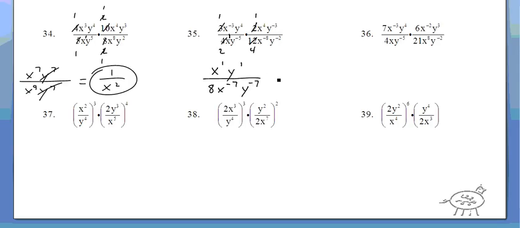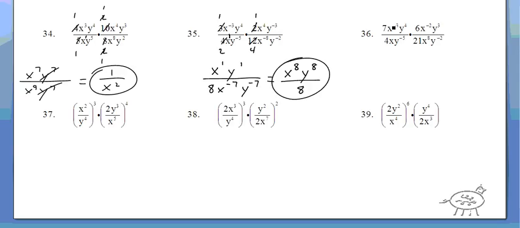So our last step is spies go home, right? So move the negative 7s to the top. So you have x to the 7th, y to the 7th over 8.